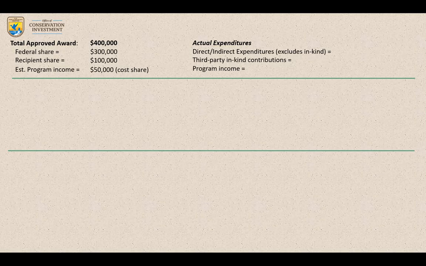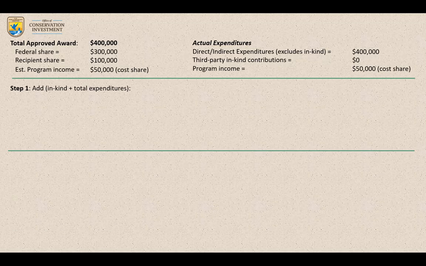Upon completion of the project, the recipient has charged a total of $400,000 in direct and indirect project-related costs to the award. There were no third-party in-kind contributions applied to the award. Additionally, $50,000 in program income was earned during the period of performance. The recipient was approved to apply the program income earned as cost share on the award. Next, let's walk through how the recipient calculates the values to enter on their award final federal financial report.